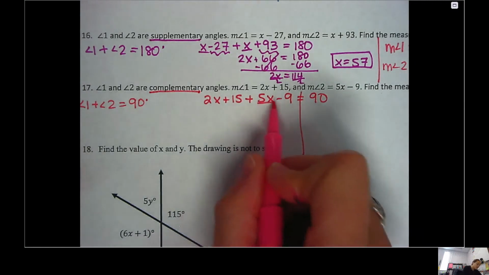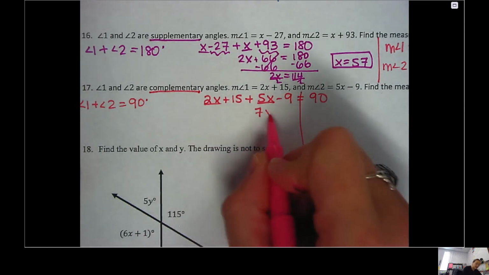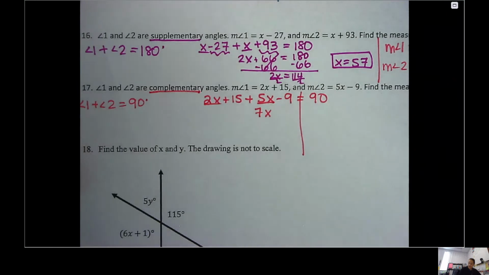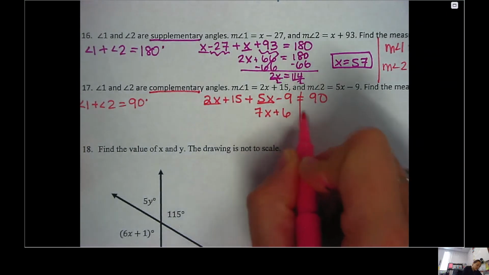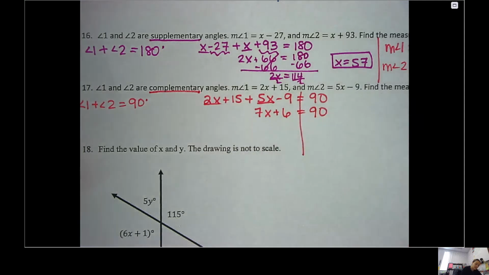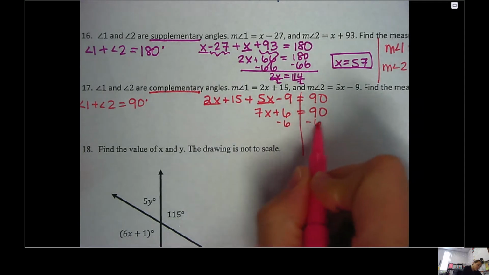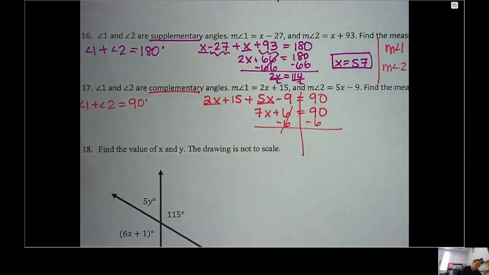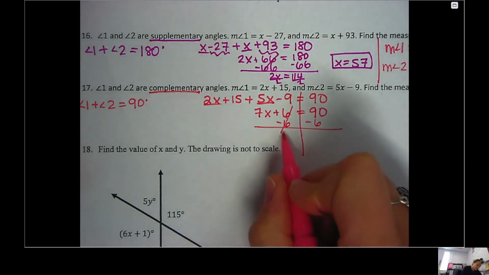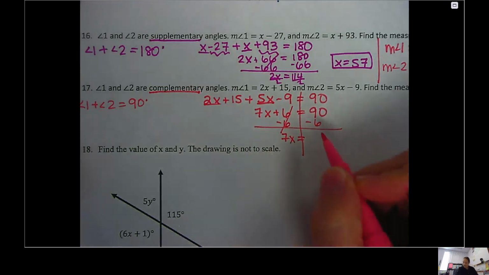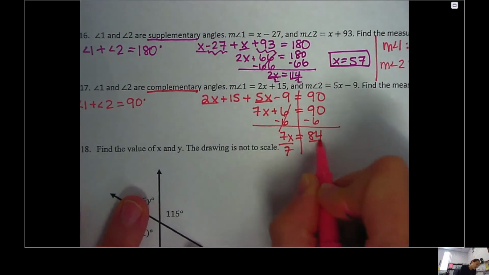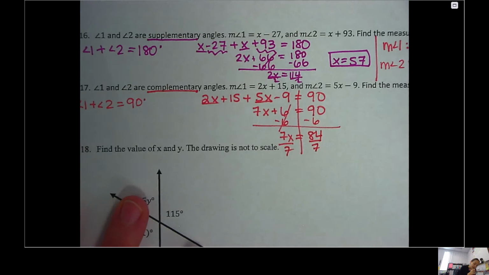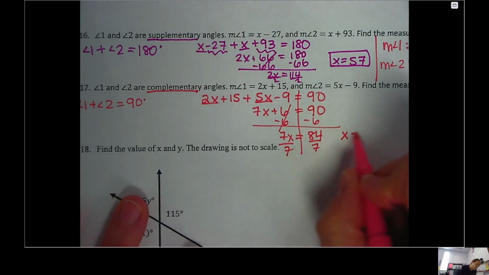Again, combine my like terms. I get 7x. And then 15 minus 9 is 6. Equals 90. I subtract 6 from both sides, and I get 7x equals 84. That's right. And then I divide both sides by 7. And I get x equals 12.